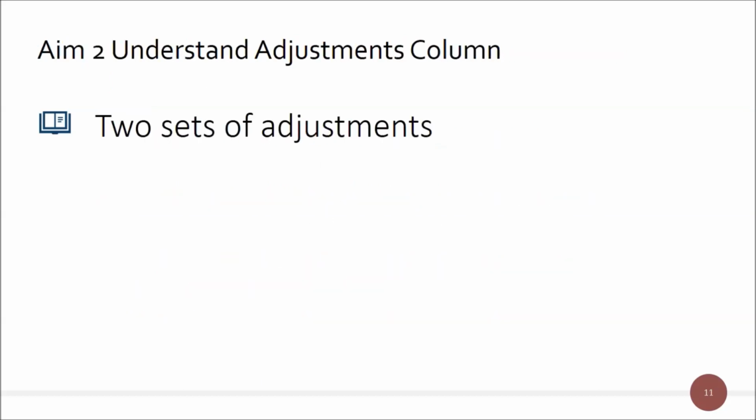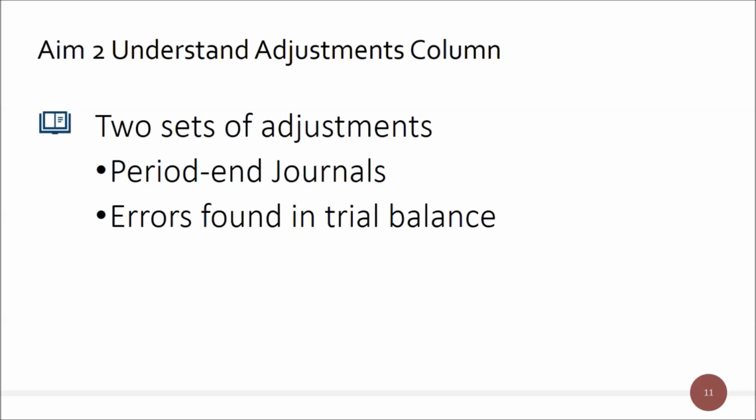So aim number 2 then, we understand the adjustments column. Well, we've actually got two sets of adjustments going on. On the one hand, there are period end journals, and what they're going to do is make our accounts look true and fair. They're going to apply this matching concept. I'm going to take you through that in the next video so we don't get too cluttered in this one. And also, they're going to be where somebody else has come in and found errors in the trial balance, and they're going to put those journals in there. We're going to see what the impact is. Now what we're going to do is go in and start producing some of these extended trial balances using the spreadsheet.